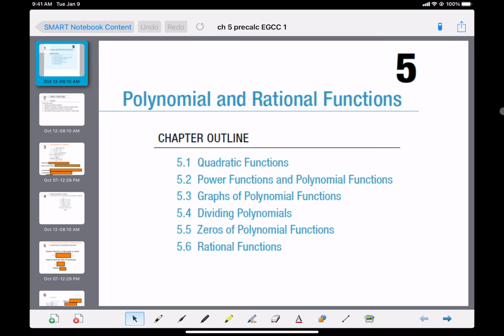First off, we're going to talk about quadratics. We're going to talk about polynomial and power functions, graphs of polynomial functions, dividing polynomials, zeros of polynomials, and rational functions. So we got a lot of stuff to deal with in those six sections, okay?